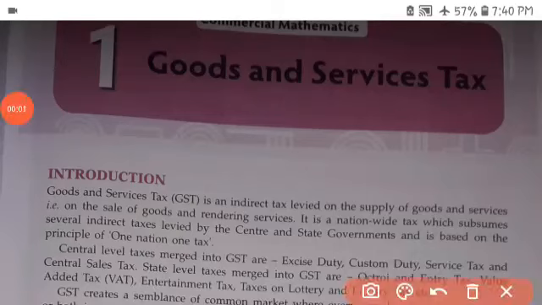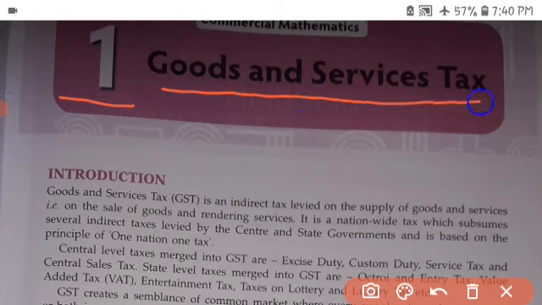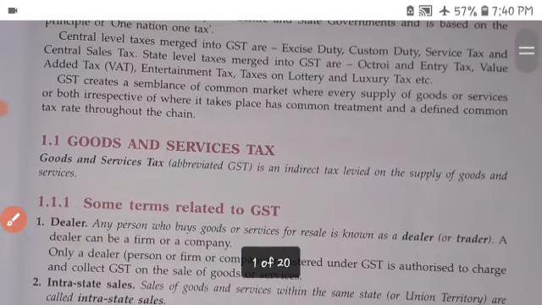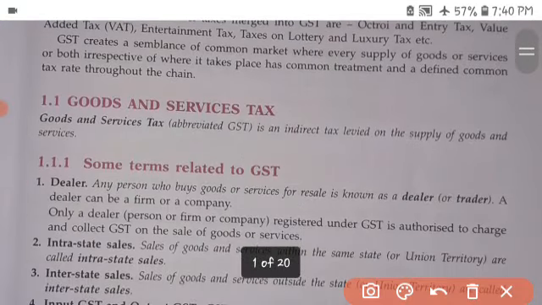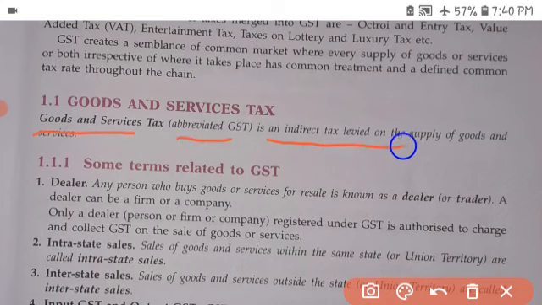Good morning, students. Today we start Chapter 1, Goods and Services Tax. Now, Goods and Services Tax, abbreviated GST, is an indirect tax levied on the supply of goods and services.